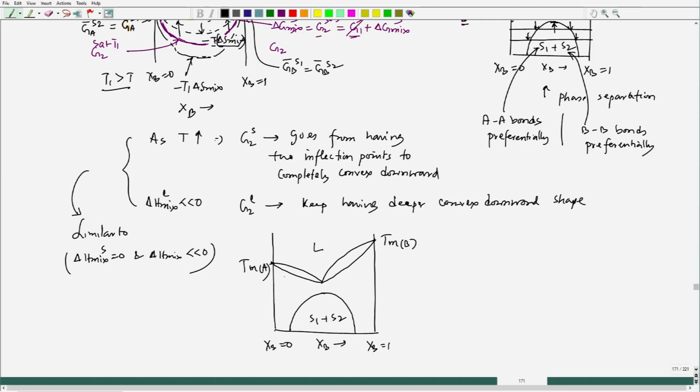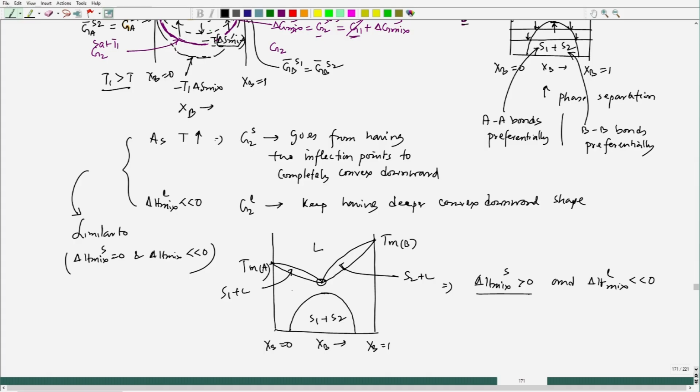Fine. So, this is liquid and this side would be S1 plus liquid, this side would be S2 plus liquid. So, now we get a plot like this when delta H mix of solid is greater than 0 and delta H mix for liquid is less than 0. Fine. And it is such a positive value that this peak point ends before this point arises. So, there is a gap.